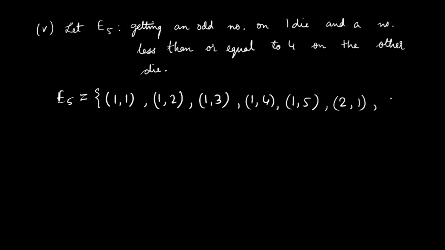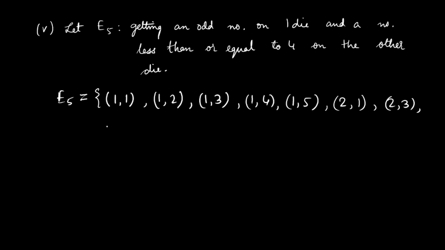Let's check for 2, 3. 2 is a number less than or equal to 4 and 3 is an odd number. So yeah, this combination is possible. 2, 4. 4 is a number less than or equal to 4. 2 is also a number less than or equal to 4 but neither of them is an odd number. So that combination is not possible.